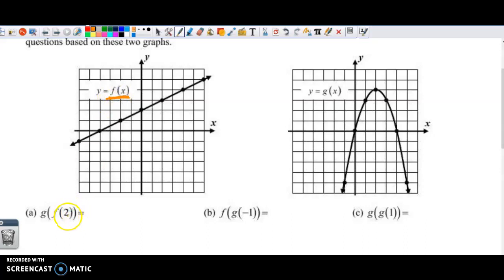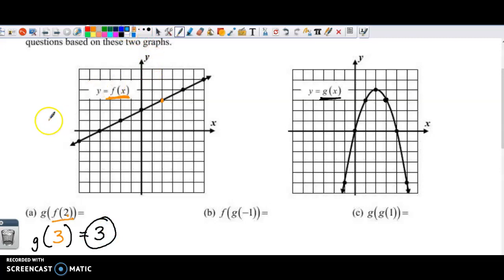So when you see x is 2, and then you want to evaluate f of 2 first, so what's the y coordinate when x is 2? It is 3. So then as you go to g of 3, what's the y coordinate? On the g graph, where x is 3, you get a y coordinate of 3.